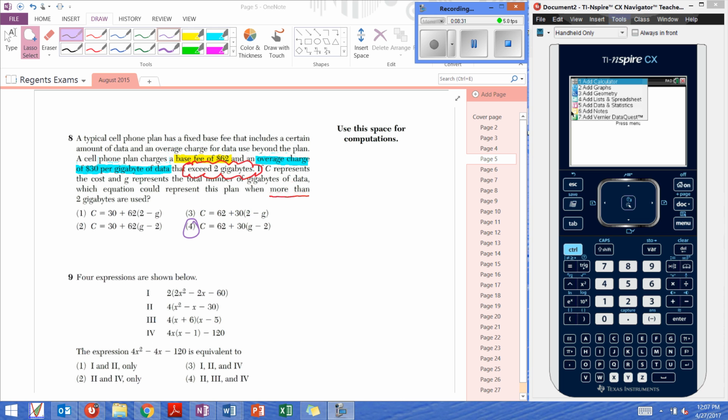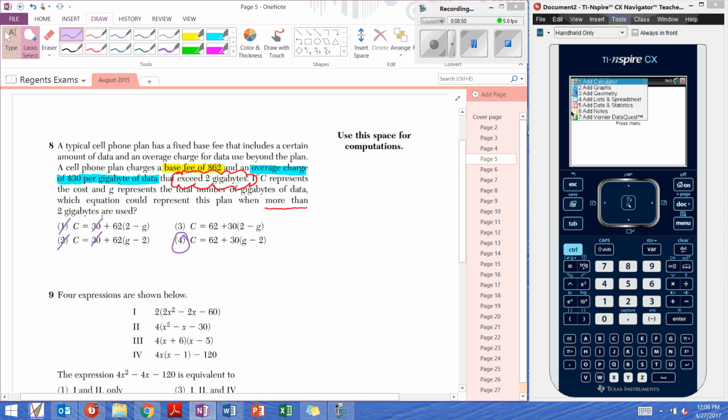Now with question number 8, there was a lot of information that they gave you. They told you that there was a base fee of $62. Because there was a base fee of $62, I can immediately eliminate answer choices 1 and 2 because a base fee would look like a constant in a function. So I'm looking at a constant of 62 in answer choices 3 and 4.